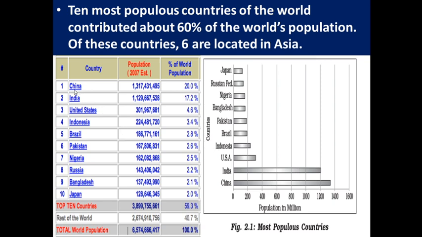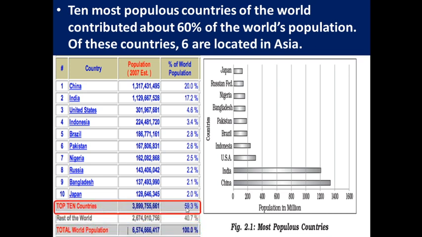So this is the country-wise population size. Out of 10 countries, 6 are in Asia. If we talk about China in Asia, India in Asia, Indonesia in Asia, Pakistan in Asia, Bangladesh in Asia, and Japan in Asia. So these 10 most populous countries contribute about 60% of the world population.